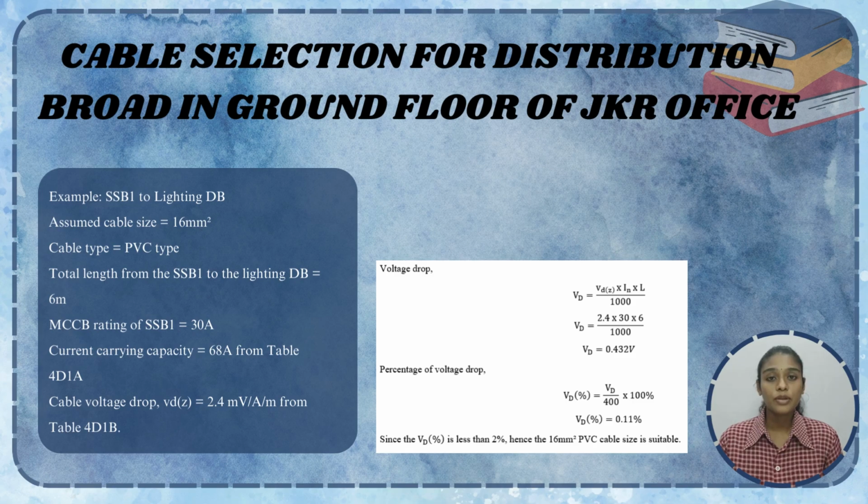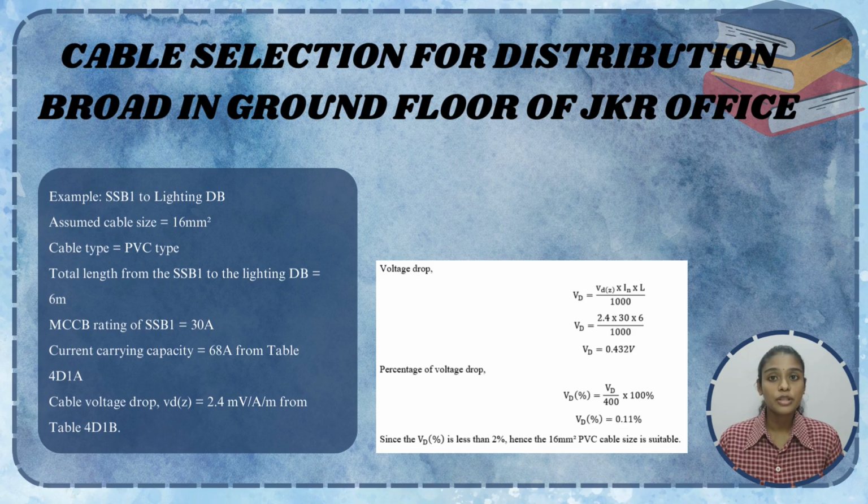The cable voltage drop VDZ is 2.4 millivolt per ampere per meter based on the table for D1B. The voltage drop is calculated based on the formula VDZ, which is 2.4, times the MCCB rating of SSB1, which is 30 ampere, times the total length from SSB1 to the lighting DB, which is 6 meters, divided by 1000. The calculated voltage drop is 0.432 volt.